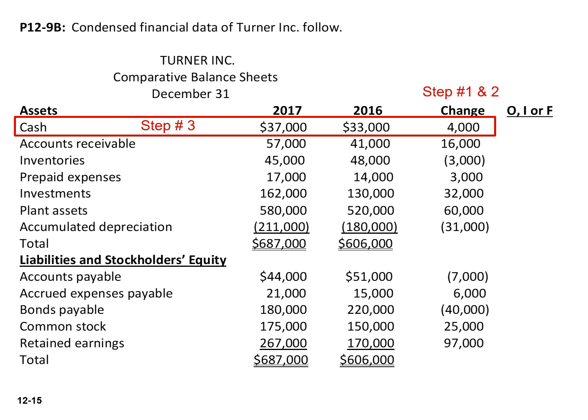For steps 1 and 2, I want you to simply identify the change as whether it's operating, investing, or financing. Accounts receivable, inventories, and prepaid expenses are operating. Investments and plant assets are going to be investing. Accumulated depreciation, in this instance, is operating. Accounts payable, operating. Accrued expenses are operating. Bonds payable, financing. Common stock, financing.